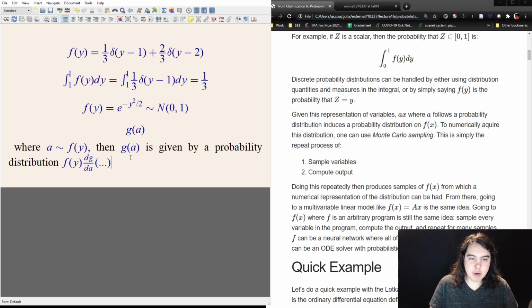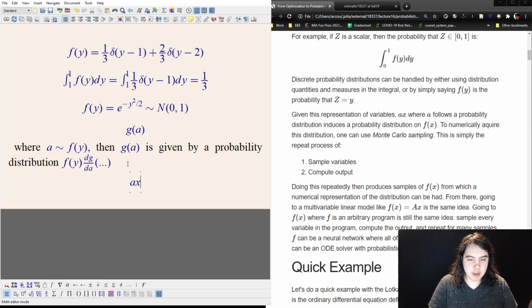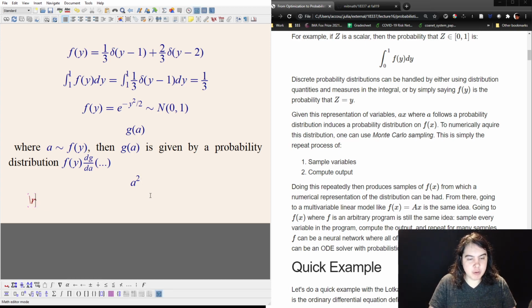The way to think about it is, on the discrete example, let's say you want to know the probability distribution of A squared, given that you have this probability distribution 1/3, 2/3. What you can do is take samples of A. 1/3 of those values will be 1, in which case 1/3 of the values will give you the value of 1 squared, which is 1, and then 2/3 of the values in the sampling process will be 4.